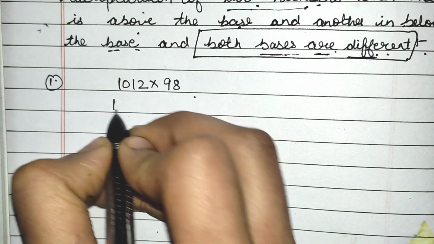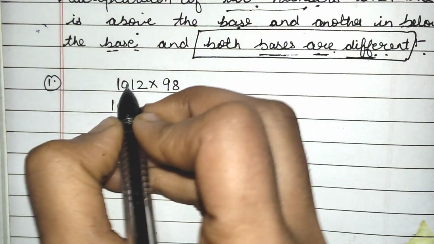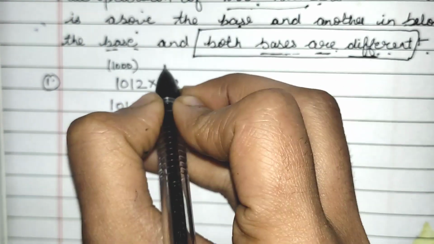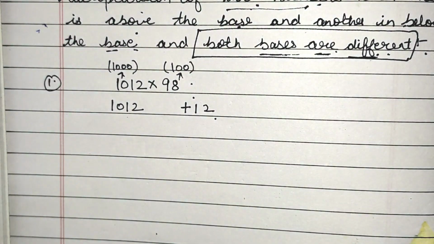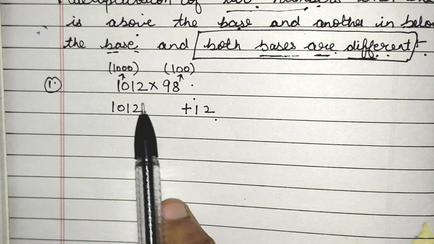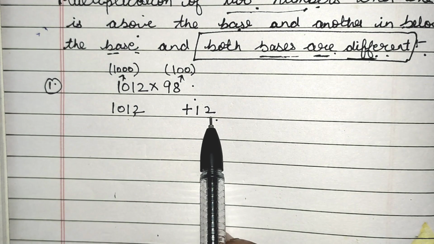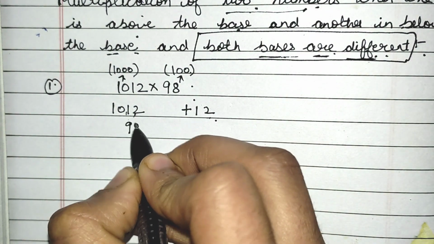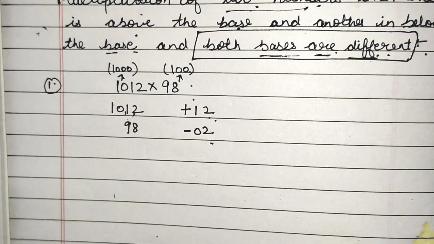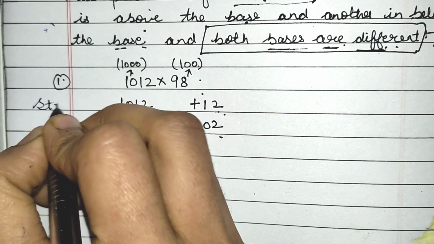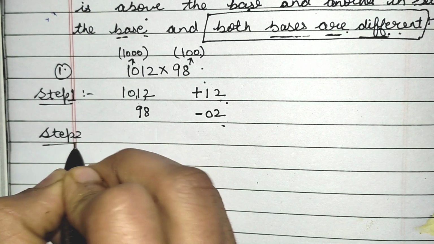Let us take our very first example, which is 1012 into 98. 1012 is how much bigger than 1000? It is 12. So my base for this is 1000 and for this my base is 100. Base means the value it is nearer to. So 1012 is 1000 plus 12, and 98 is how much less than 100? 98 is less than 100 by 2. So this is my step number 1, as we do in all the videos, in all the calculations.